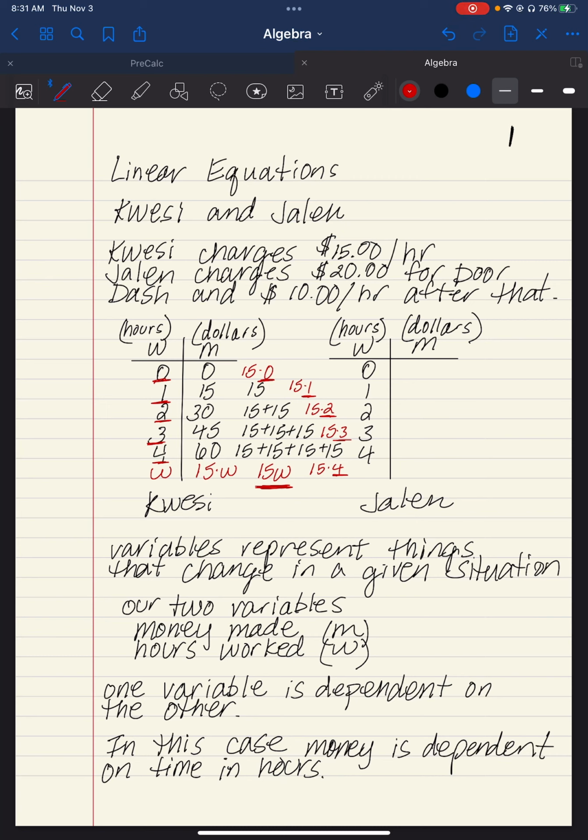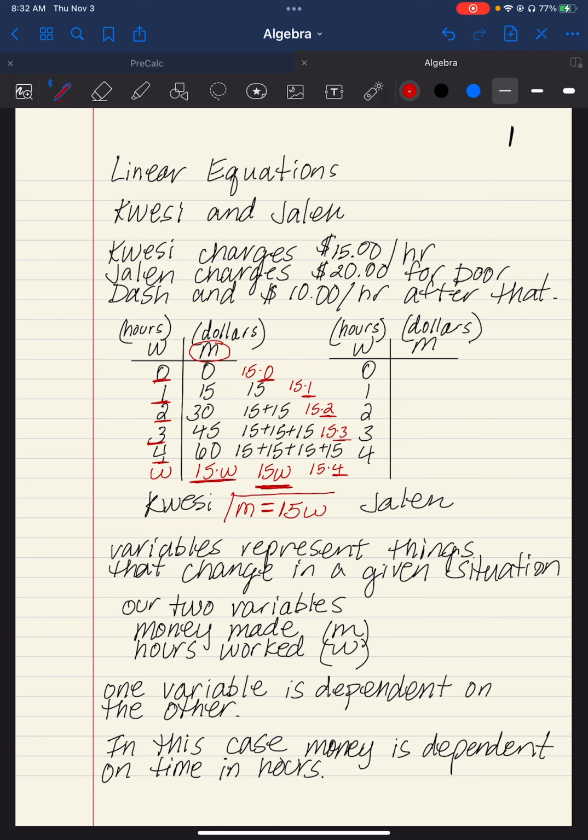We could actually write a little formula for Quessy that represents the pattern based on what we know in the table. We know that the money that Quessy makes is going to be equal to this right here. So we're saying, okay, the money that he makes is always going to be equal to 15W. And that right there is called a linear equation. We've taken our two variables and we've represented the pattern of what's going on in Quessy's babysitting world using variables.